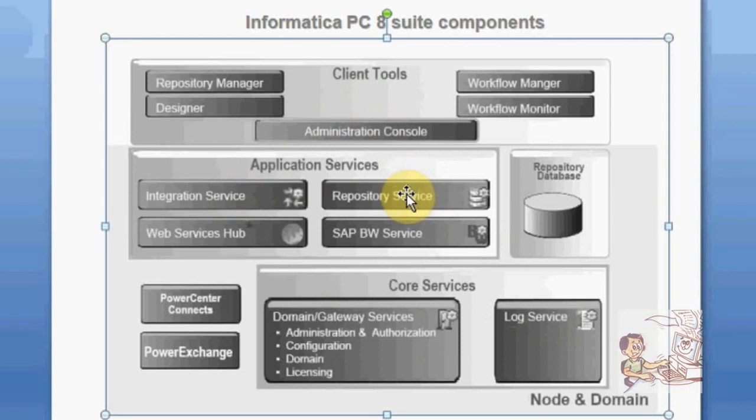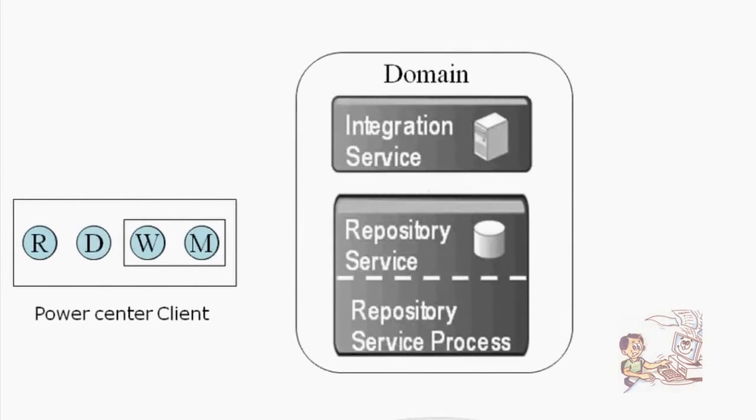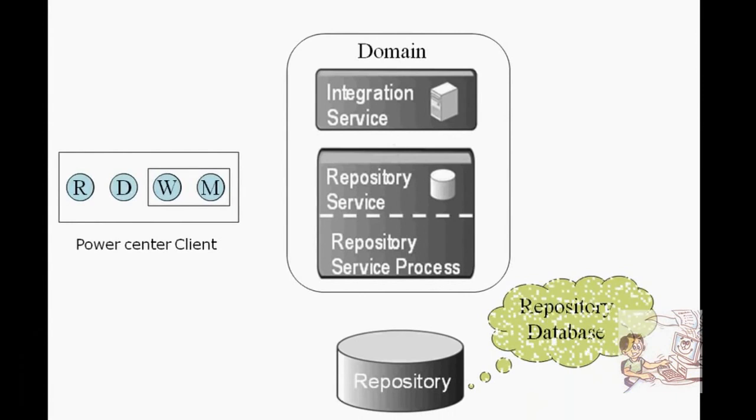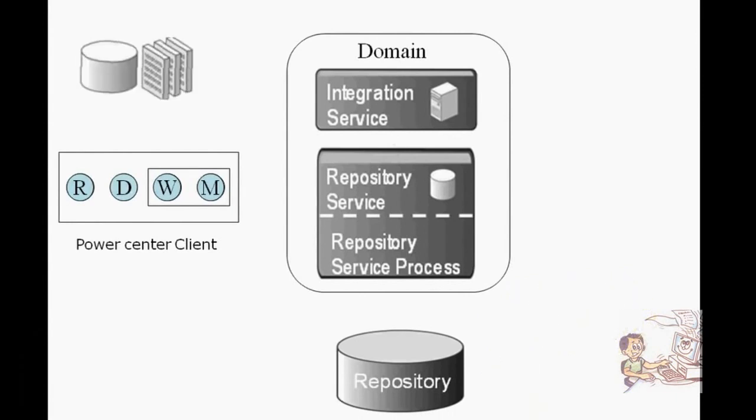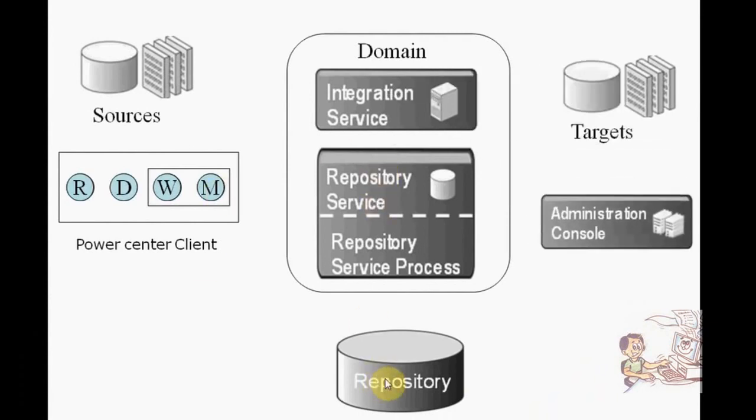In the next architecture, we can see how we work with the application services. So this is the architecture. These are the client tools: repository manager, designer, workflow manager, and finally the workflow monitor. This is the client part in Informatica. This is the admin part in Informatica. In the domain, we create a repository and integration service. Each and every repository contains its own repository database.